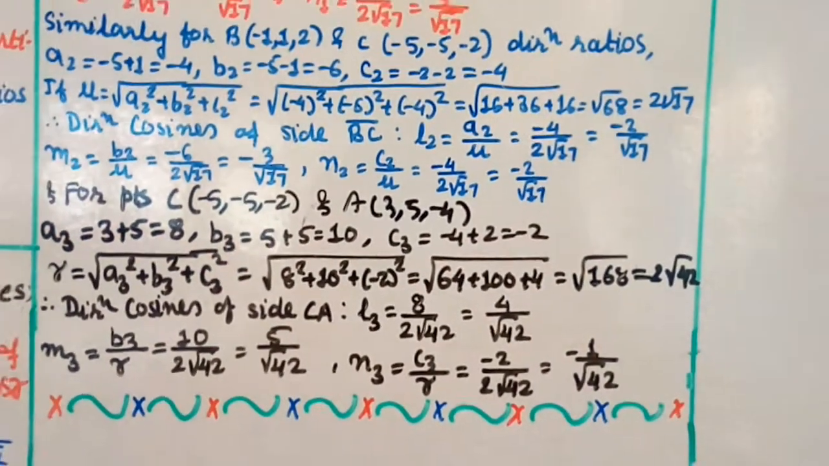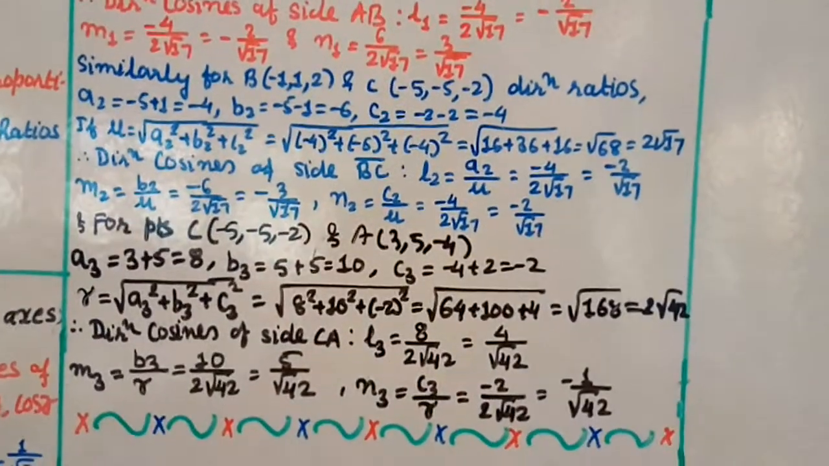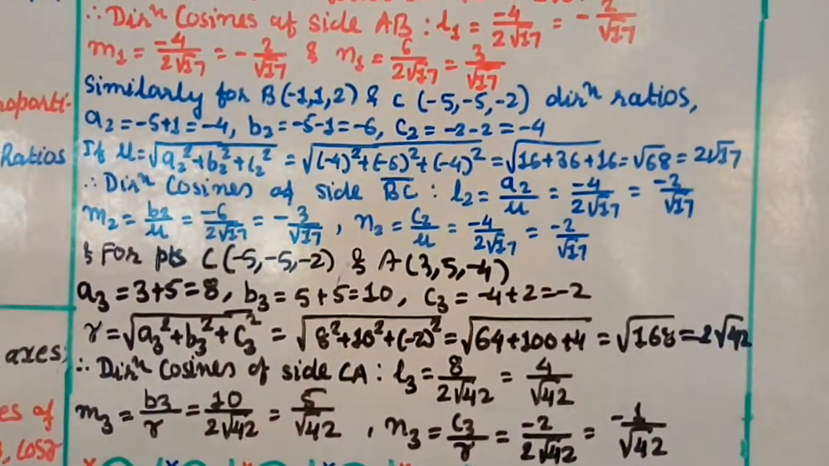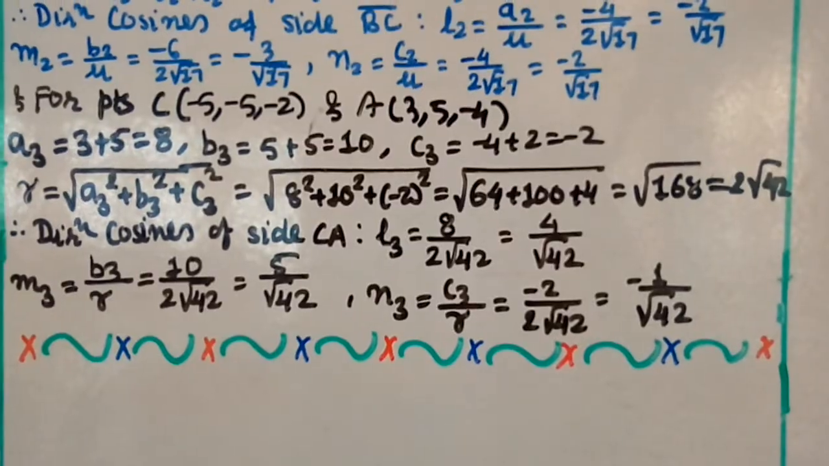So we have calculated the direction cosines for all three sides of the triangle. Here we end exercise 11.1. We'll keep this much for today.